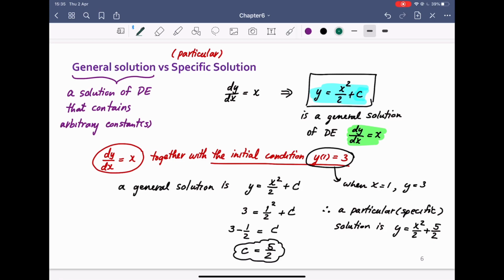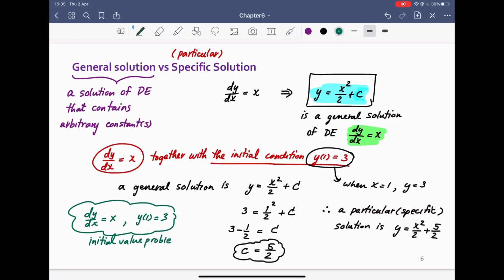Another terminology that I just introduced is, once I have a differential equation together with the initial condition, we're going to call this thing an initial value problem, or IVP. That is the standard notation that people use in the real world.